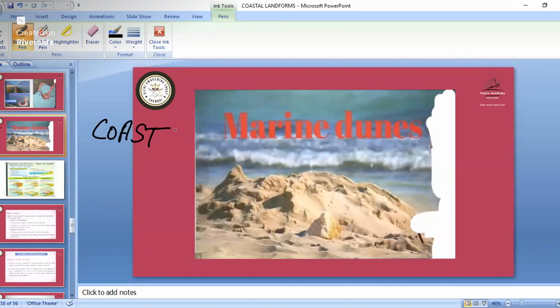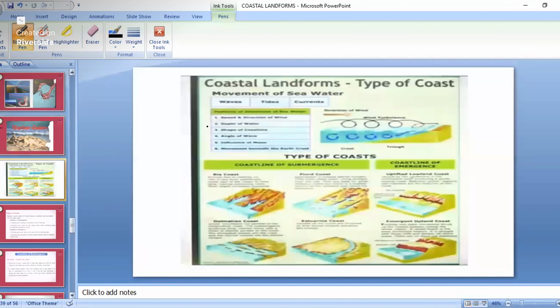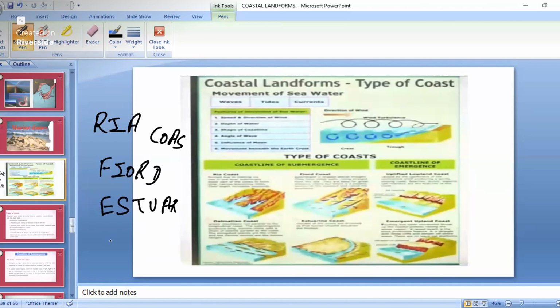So that landform, we'll see different types of coast. Coastal landforms, we have different types of coast. We have the ria coast, the fjord coast, the estuary coast, and the Dalmatian coast. Then we have the delta coast. So these are all the types of coast. Remember what is in the ria coast and what is in the fjord coast.